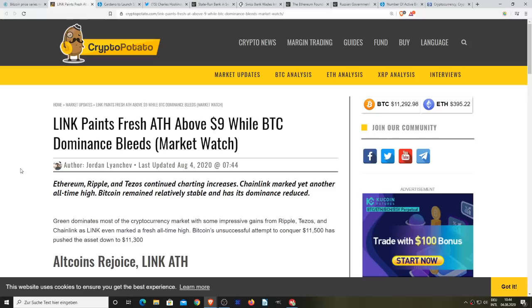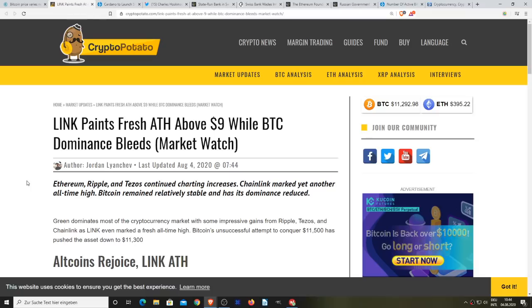Ethereum, XRP, and Tezos continued charting increases. Chainlink marked yet another all-time high. Bitcoin remained relatively stable and has its dominance reduced. Green dominates most of the cryptocurrency market with some impressive gains for XRP, Tezos, and Chainlink, as Link even marked a fresh new all-time high. Bitcoin's unsuccessful attempt to conquer 11,500 has pushed the asset down to 11,300.